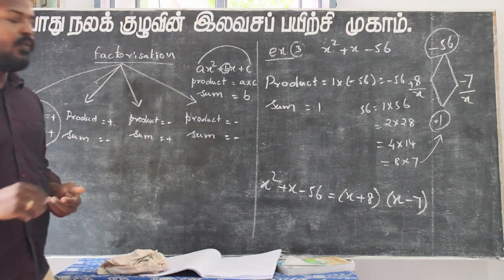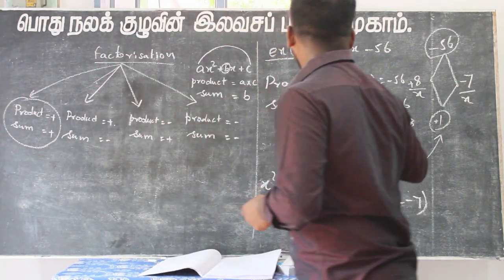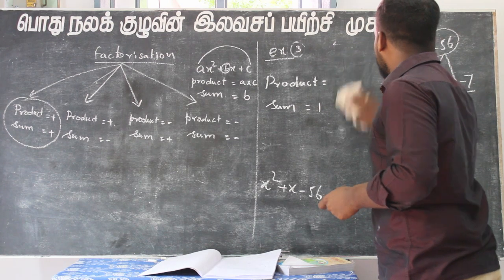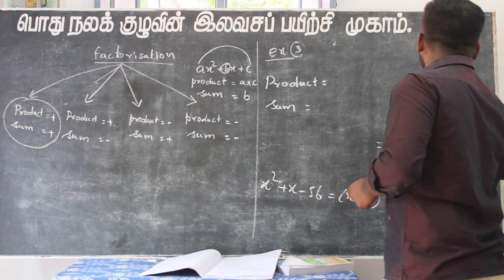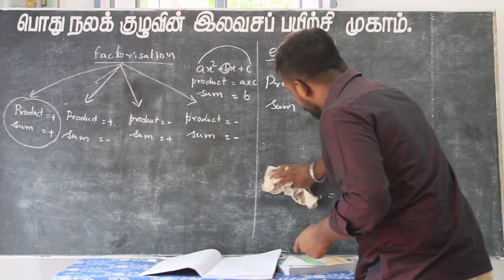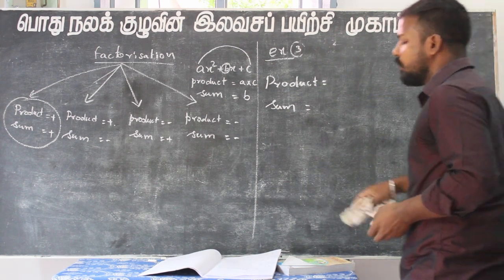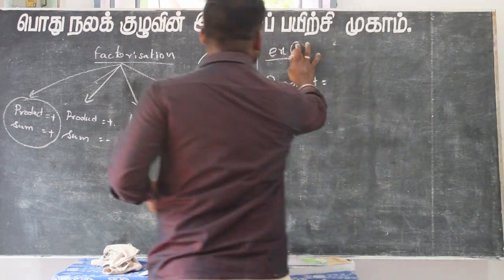Now we will move to the fourth case. So what is your fourth case here? Your fourth case is your product is negative, and your sum is also negative. So we will see one example here.